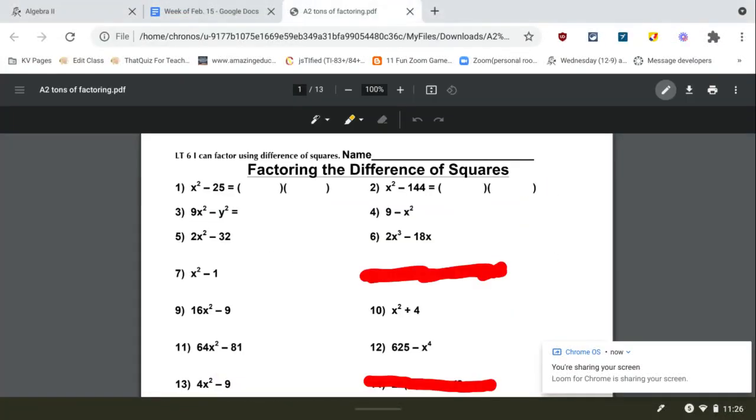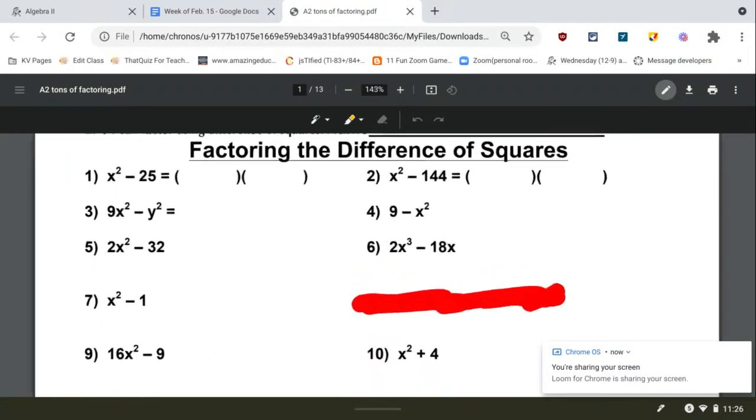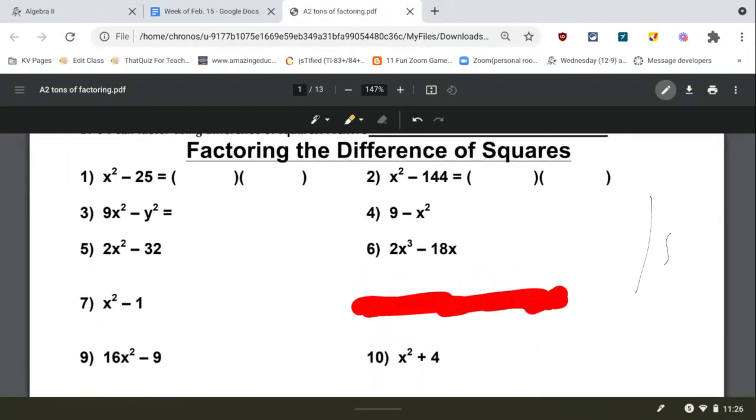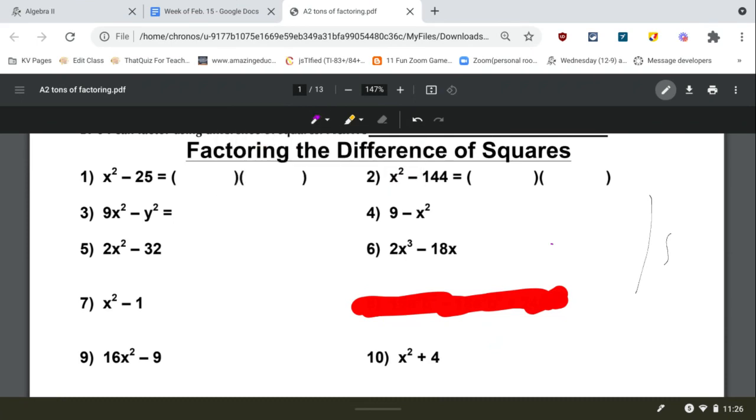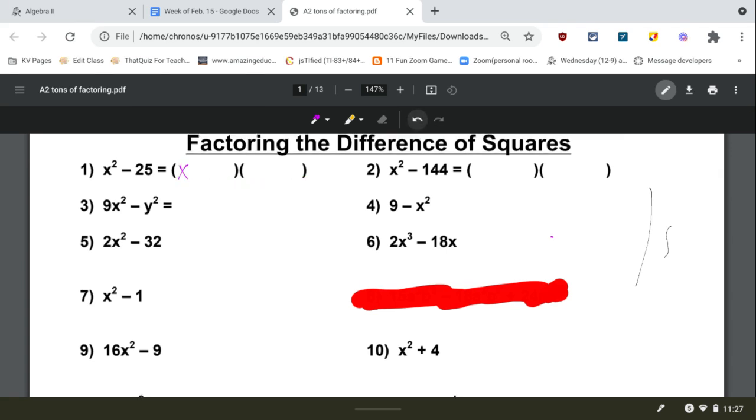Okay, so on page 1 here, we're going to be factoring all these using difference of squares. All right, so the x squared minus 25, that's going to factor into two binomials like this. It's got to have an x and an x in order to get x squared, and it's got to have a 5 and a 5 to get 25. One of these is going to be plus, the other is going to be minus.